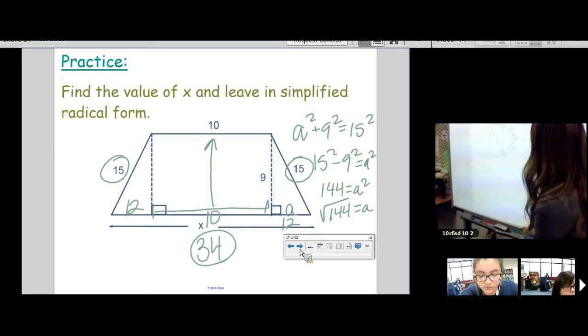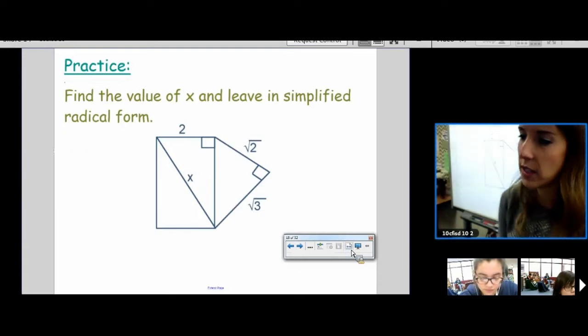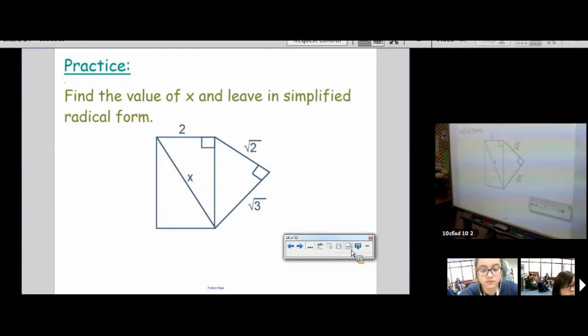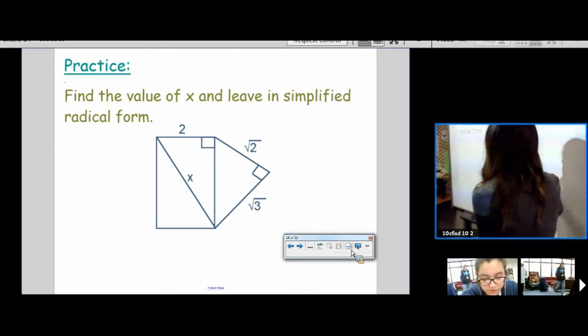Very good. Ooh, this is a good one. We have 2 more examples left, so stick with me. 2 more examples. I'm going to give you a minute to try it without my help. All right, let's get started.